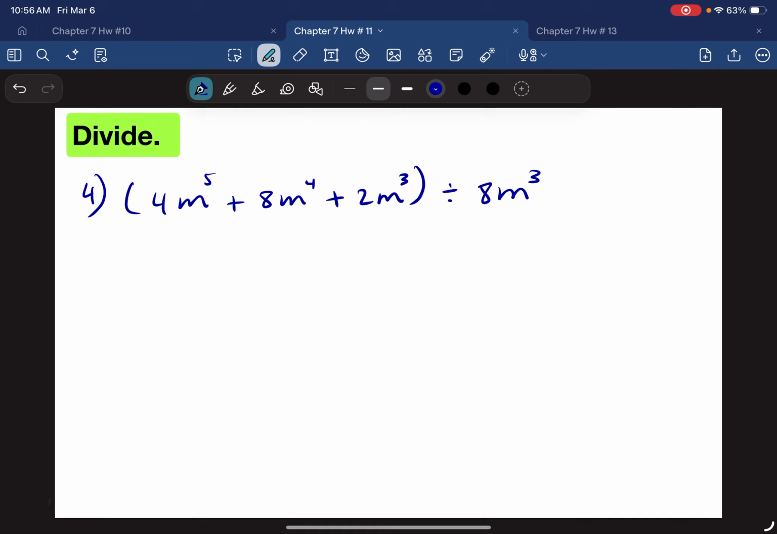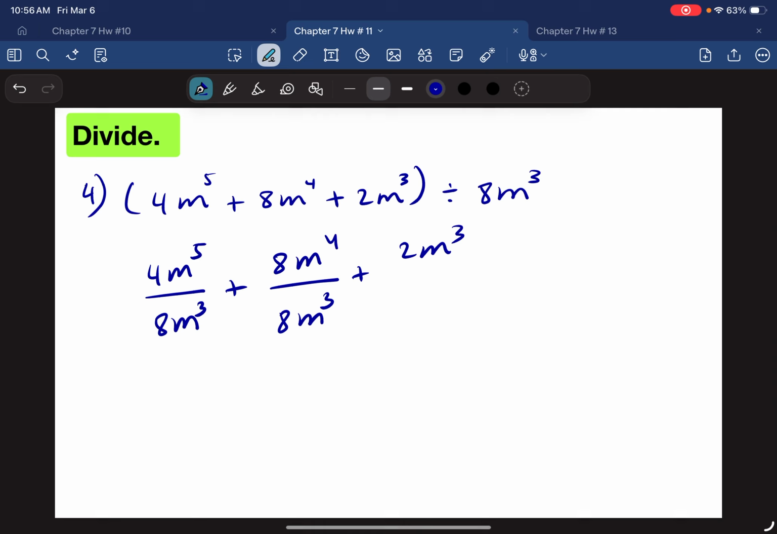Okay, in number 4, notice how your divisor has only 1 term. So I wouldn't suggest doing the box. The easiest way to do this is just to divide directly, term by term. So you're going to rewrite the problem like this: 4m to the 5th divided by 8m cubed plus 8m to the 4th over 8m cubed plus 2m cubed divided by 8m cubed. And then you simplify 1 term at a time.